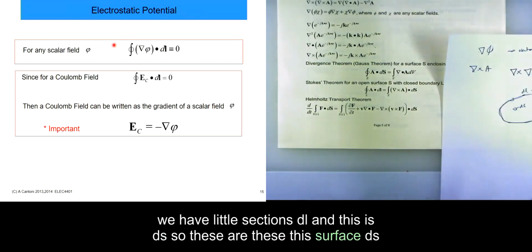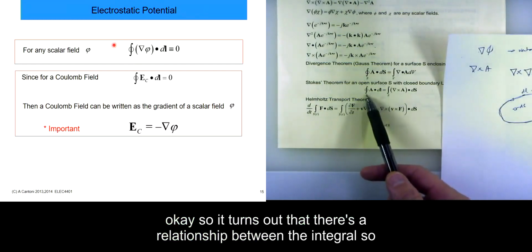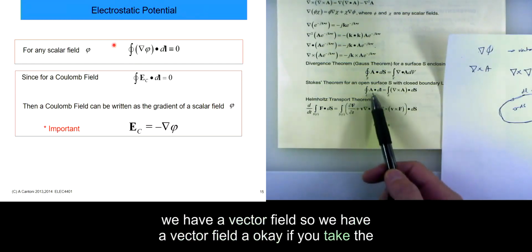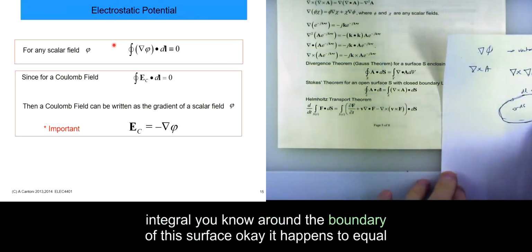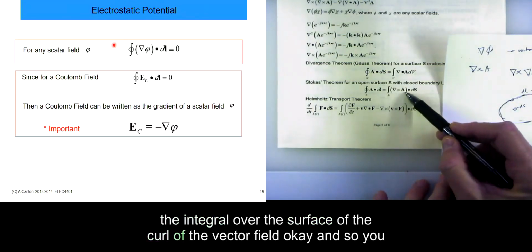So this is the surface dS, okay. It turns out that there's a relationship between the integrals. We have a vector field A. If we take the integral around the boundary of this surface, it happens to equal the integral over the surface of the curl of the vector field, okay.